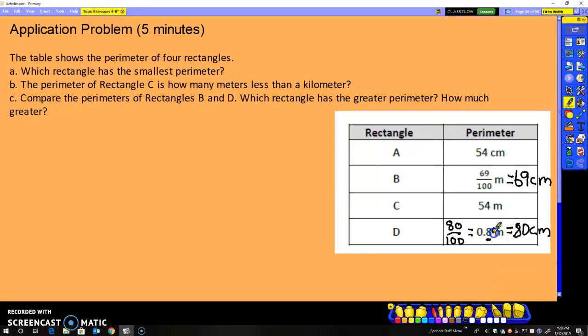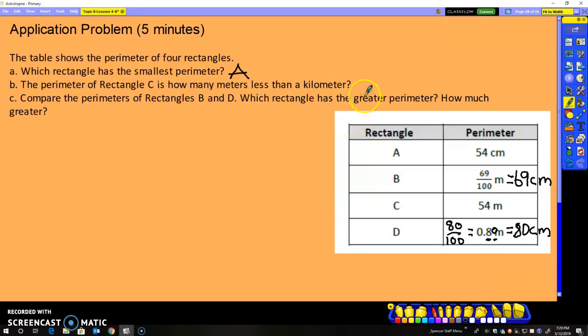If I put that 0 in the hundredths place value, I haven't changed this number. I'm just saying it in a different unit, in hundredths now. So 80 hundredths is the same as having 80 centimeters. Pretty cool. So now I can go back up to my question, and I'm pretty sure that rectangle A must be the smallest perimeter. 54 centimeters is less than 69, and it's also less than 80.